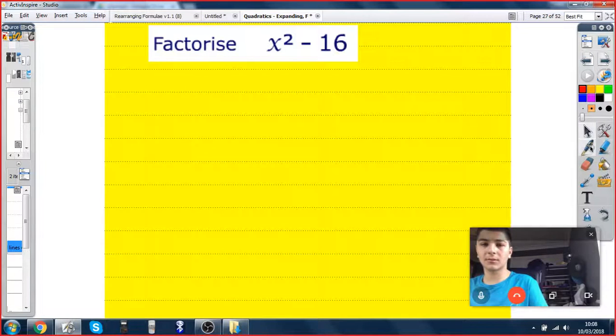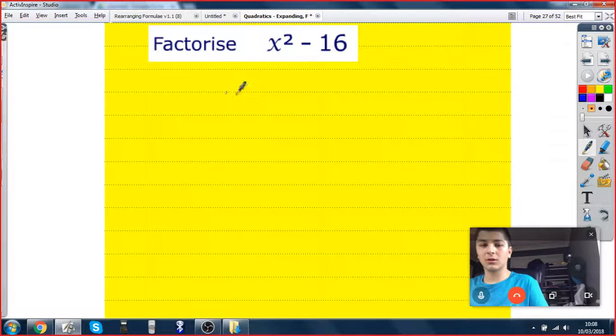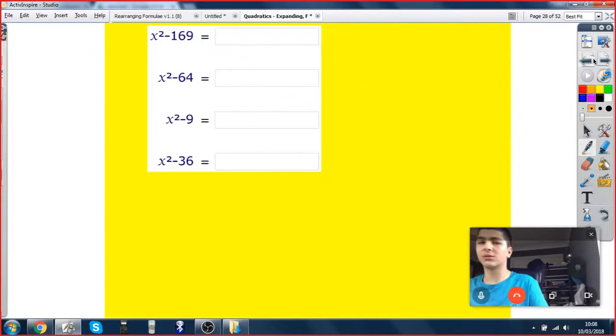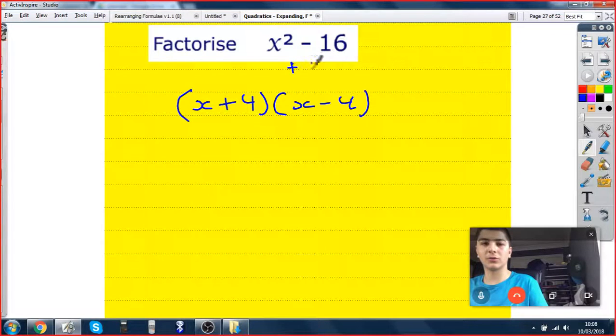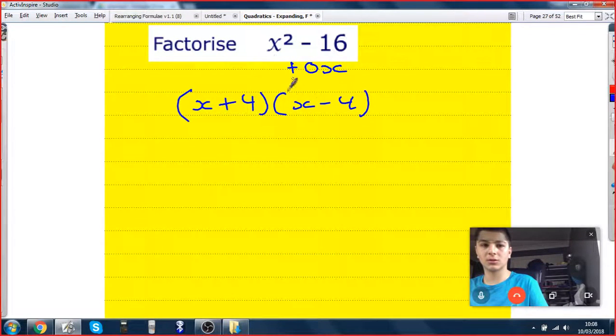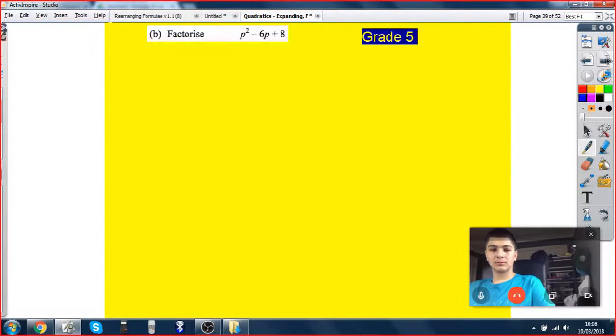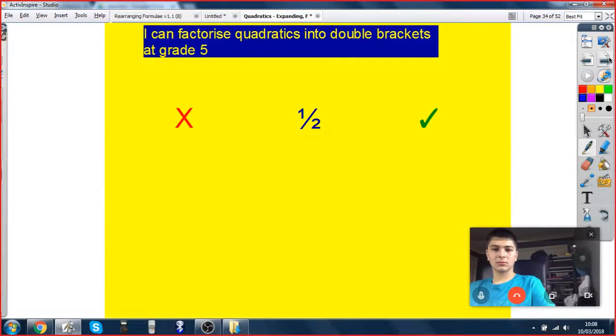How about this one? Would that be x plus 4 and x minus 4? Yeah. Okay, so you're already good there. And if you're ever stuck, you can just put in a plus 0x, and then it's exactly the same as any other one. So two numbers that multiply to give minus 16, add to give 0. Okay, so these are the exam questions. I think you'll be fine. Okay, factorize quadratics.